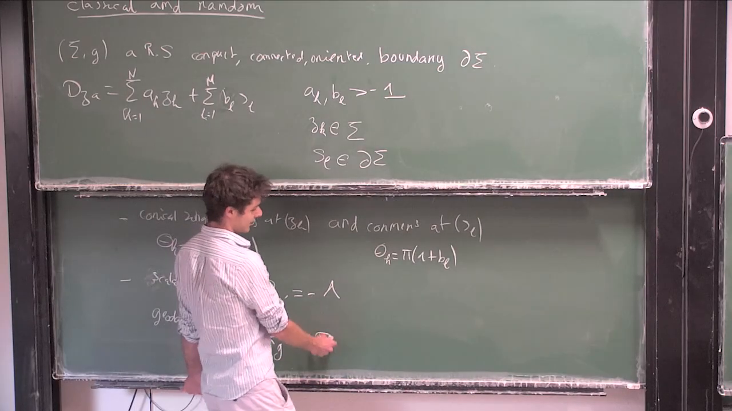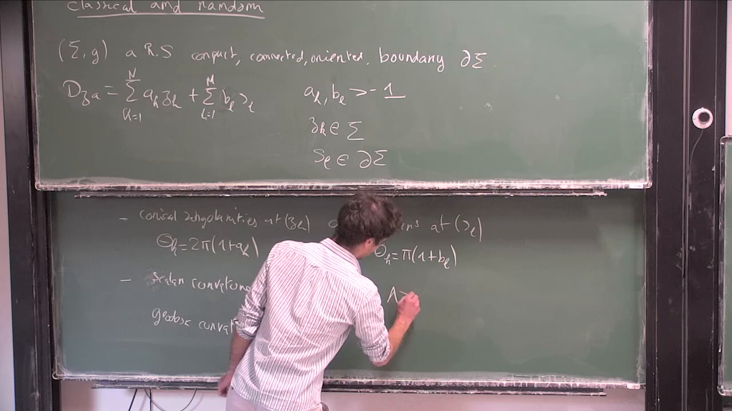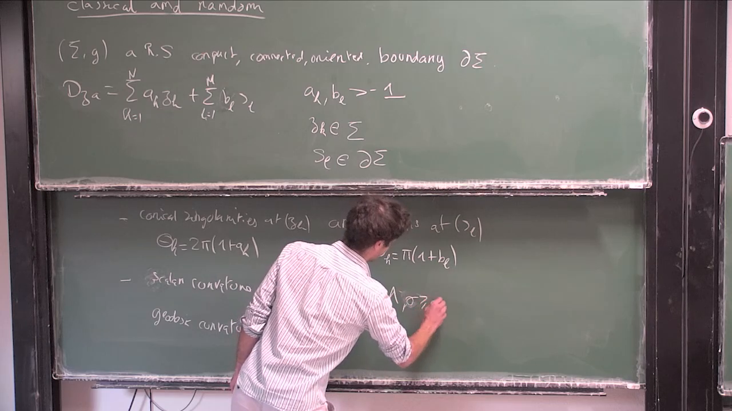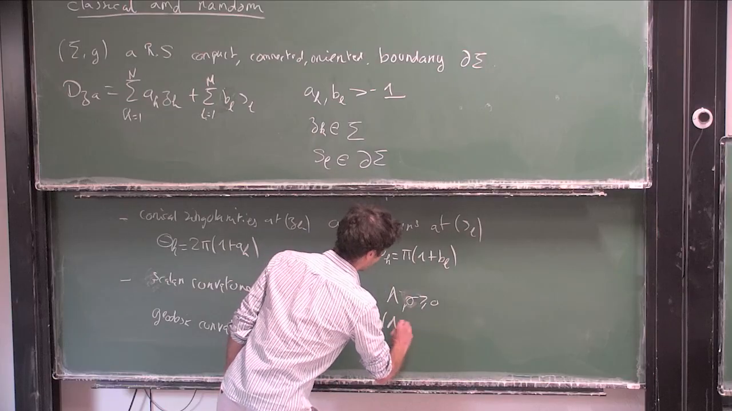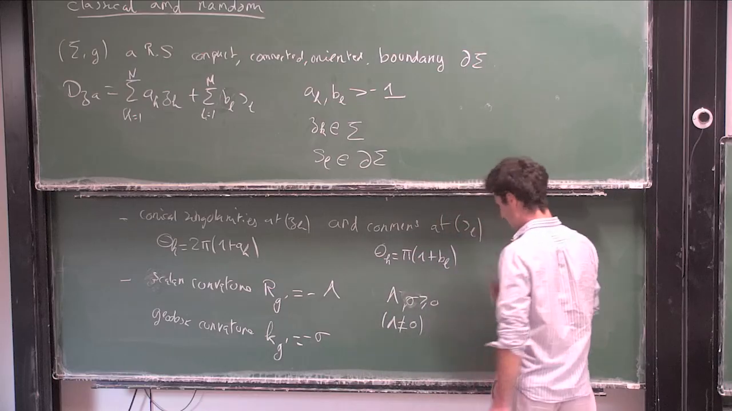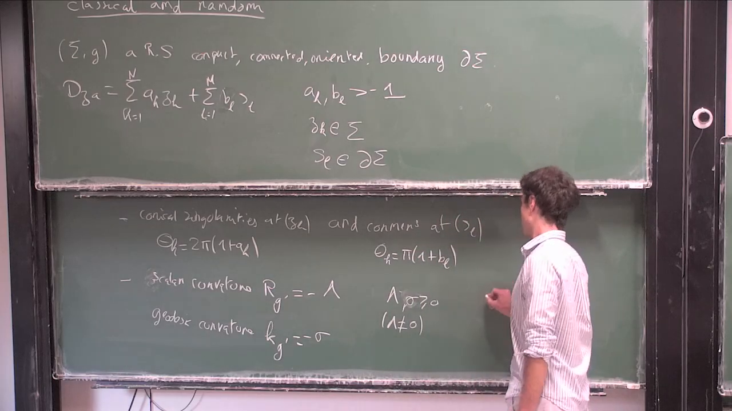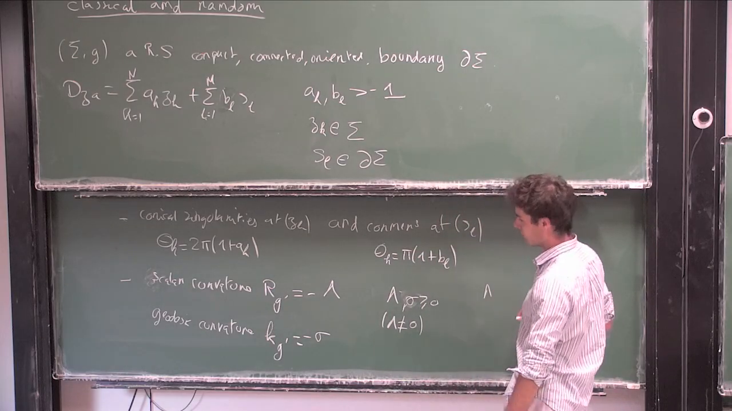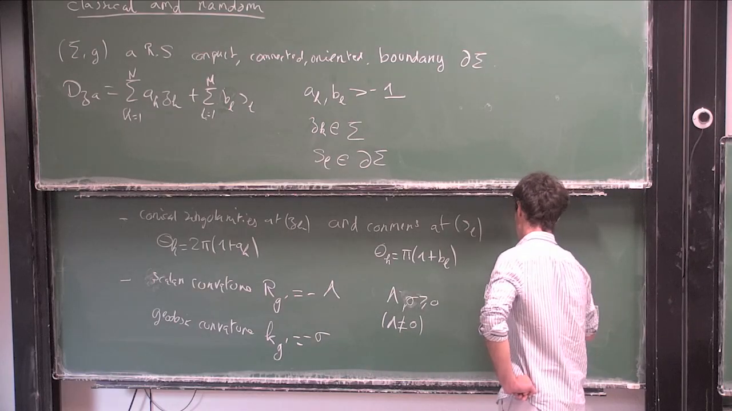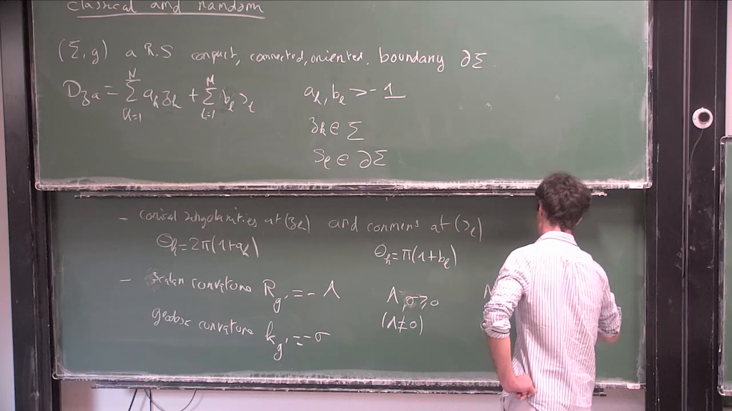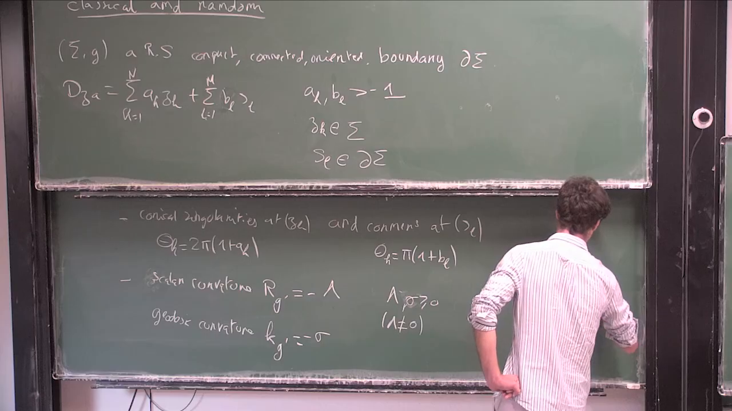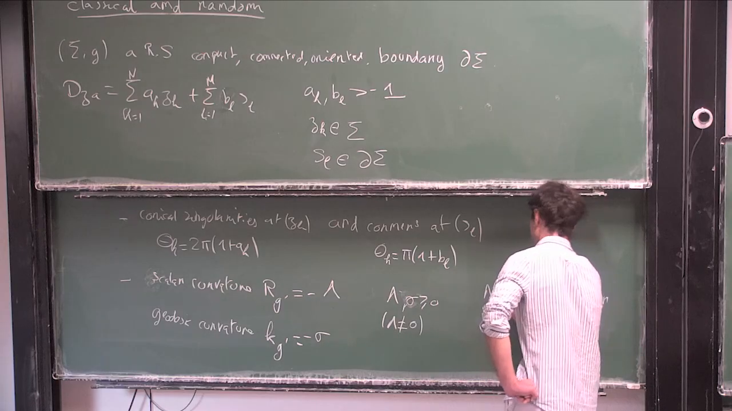What are λ and σ? I assume these to be non-negative. So λ and σ are both non-negative, and I will assume that λ is not always 0, otherwise it's not interesting. And I assume that λ and σ are smooth away from the support of the divisor, from all the singularities.